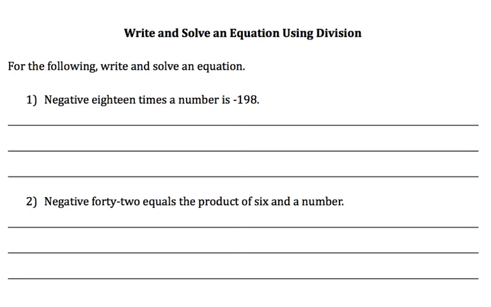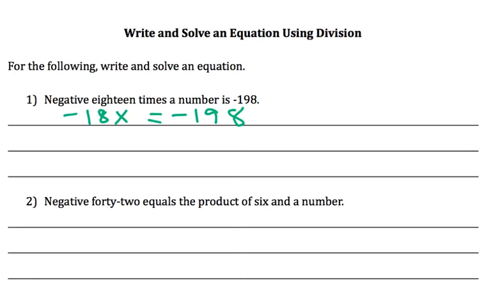Okay, for the following, write and solve an equation. So we are going to write and solve equations using division. Always focus on the word is for these problems. Here, is as an equal sign. And it says negative 18 times a number is negative 198. So that's the challenging part, assuming that the division part feels comfortable.